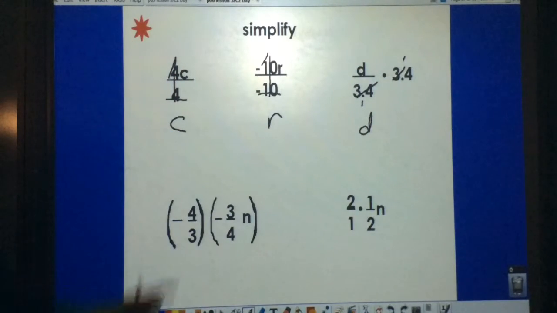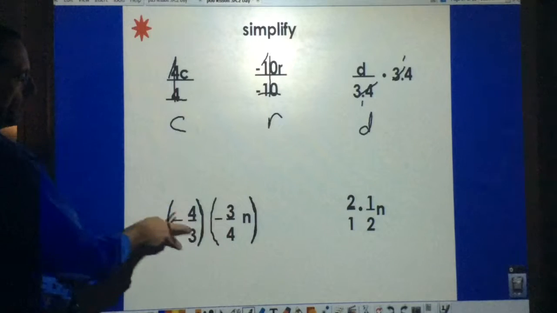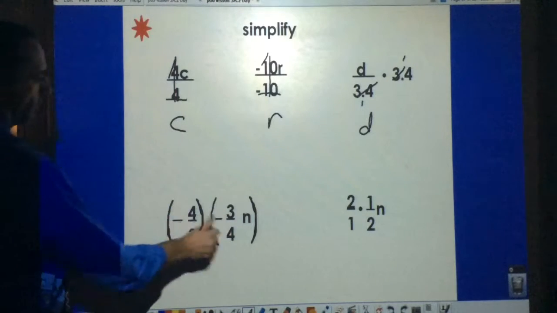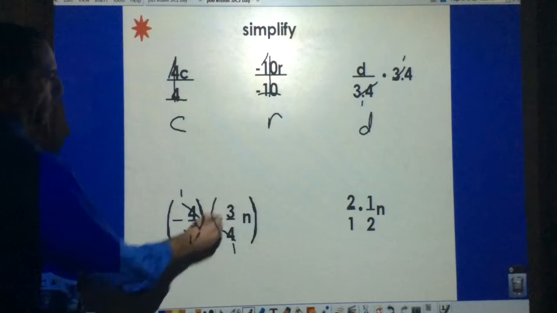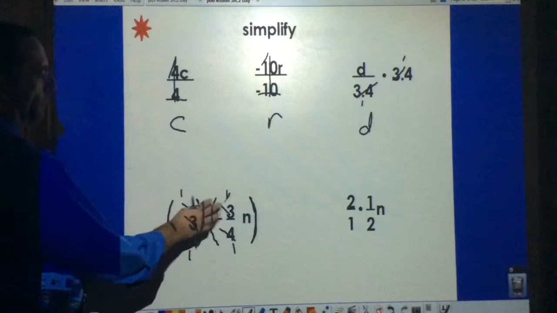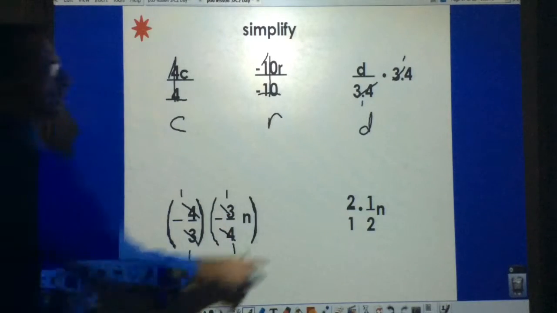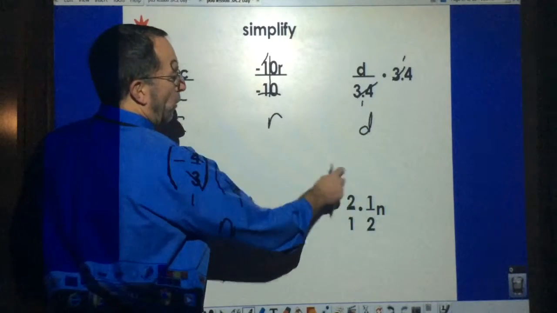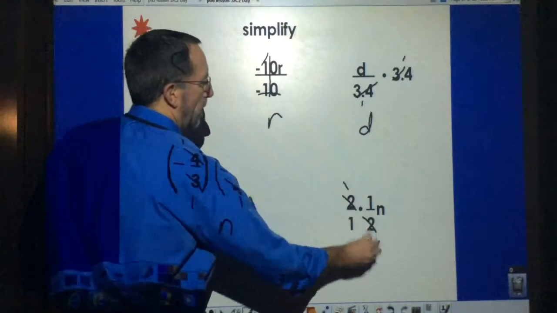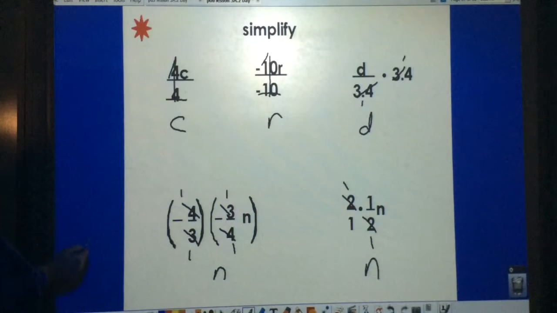Now, these two problems, we're multiplying by reciprocals. And when you multiply by reciprocals, the numerators and denominators can simplify to be 1, and 1 times 1 is 1, and 1 times n is just n. So anytime you multiply by a reciprocal, you actually get a 1 times n, or whatever variable it is, by itself.